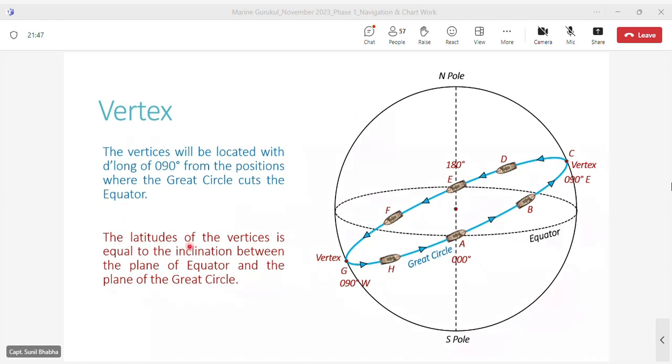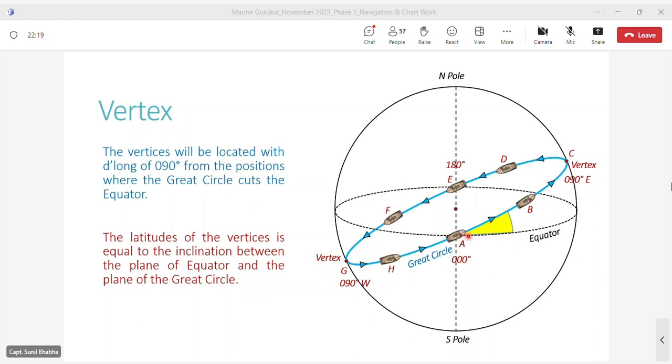Also, the latitude of the vertex is equal to the inclination between the plane of the equator and the plane of the great circle. What this point explains is that the latitude of the vertex, we have a vertex at Charlie, so you can follow the laser pointer. This is the latitude of the vertex. This latitude of the vertex is equal to the angle of inclination between the equator and the great circle.